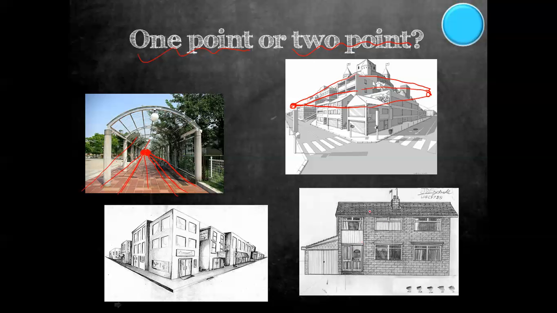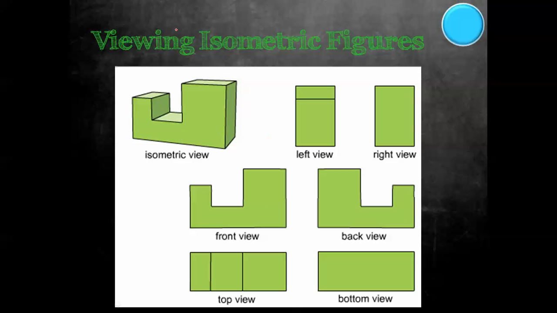Okay, this house down here, this bottom house, this is a 1-point perspective because we're looking at it straight on, right? All of our lines are going in the same direction. This one, we're looking at the edge of this building. Okay, see this street right here? So that's going to be a 2-point perspective because our lines are going in two separate directions.